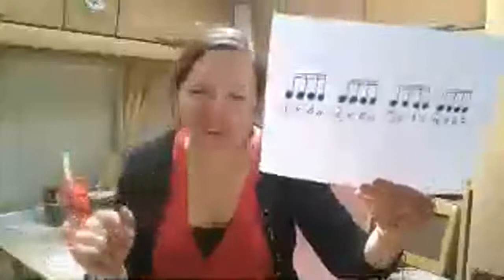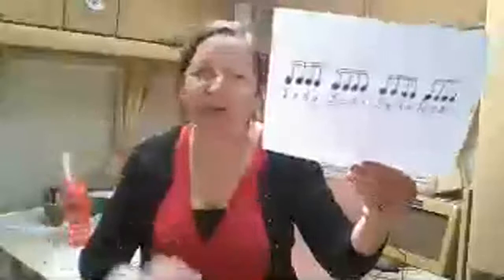1E and A, 2E and A, 3E and A, 4E and A. Should we take it a little slower first of all? So let's go. 1E and A, 2E and A, 3E and A, 4E. That's a very slow tempo. And A, 2E and A, 3E and A, 4E and A, 1 and A, 2E and A, 3 and A, 4E and 4, 3, 2, 1, stop.